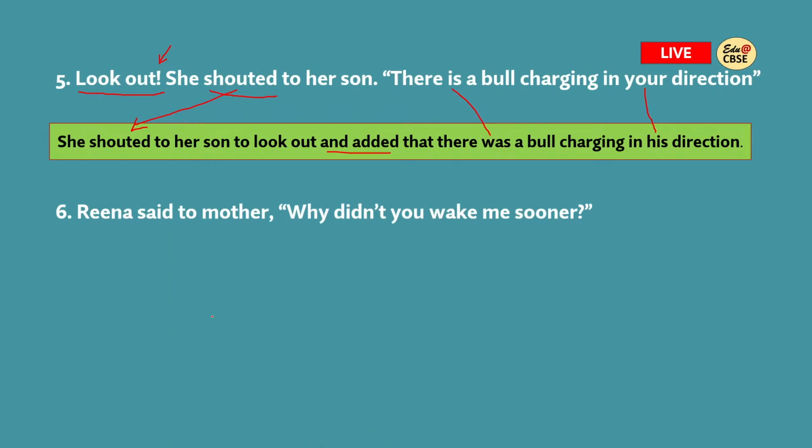Veena said to mother, why didn't you wake me sooner? Yes, quickly. Yes, Suryansh. Why a question mark? What do you want to ask? Let's do the sixth sentence. Veena said to mother, why didn't you wake me sooner? So it's again an interrogative sentence. So quickly let's change it.